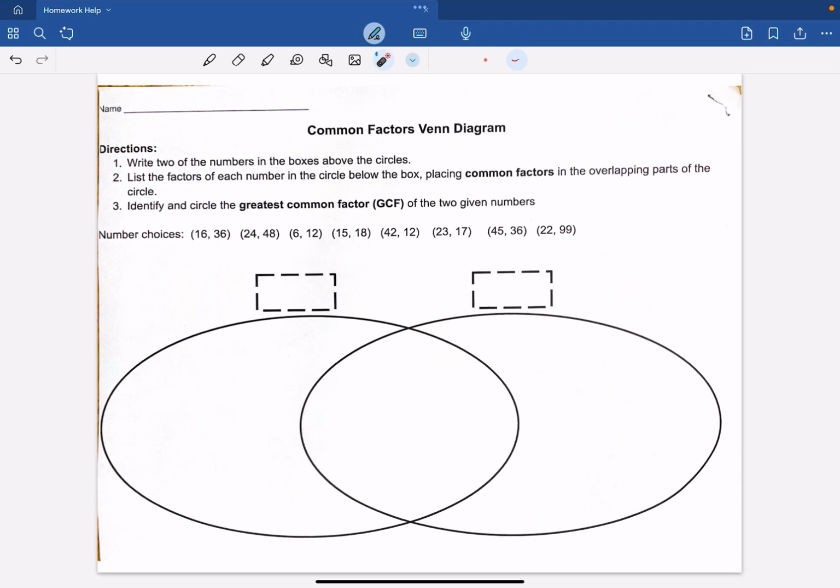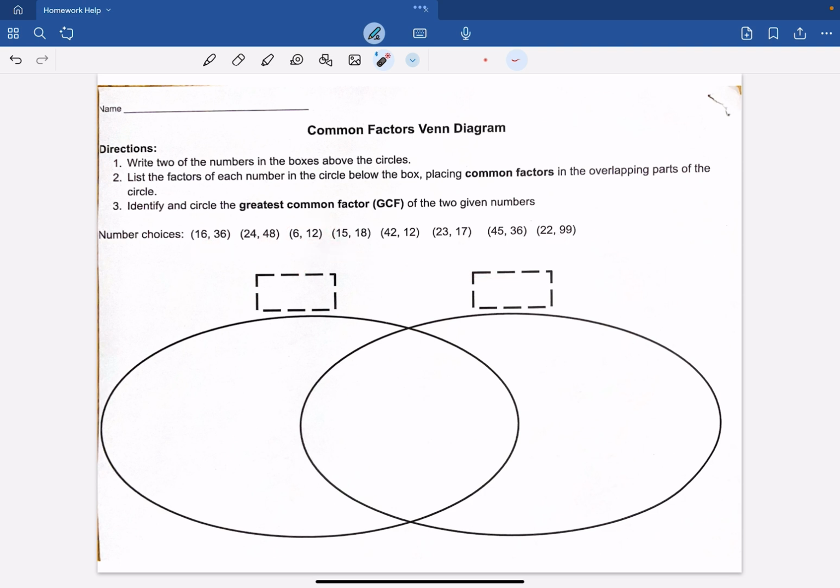Welcome back. For this video, we'll be looking at this common factors Venn diagram. The directions say write 2 of the numbers in the boxes above the circles. So we have these boxes, and then we can pick from these sets. So if I wanted, I could do 16 and 36 in these boxes, or I could do 24 and 48, or I could do 6 and 12. So you're going to pick one of these sets of numbers to do yours.